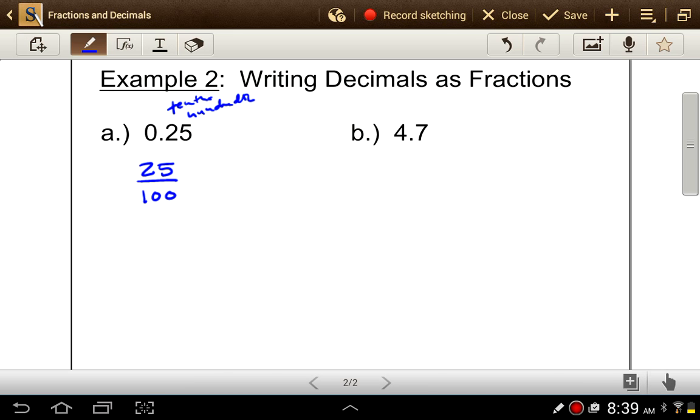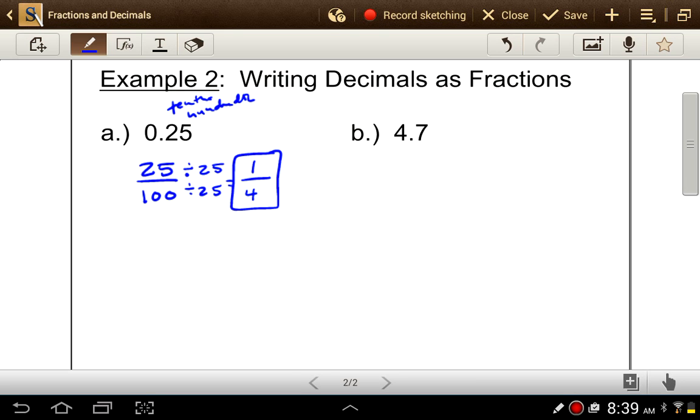25 hundredths. Okay, now I look at that and I'm going to try to simplify. And I can see that 25 goes into both of these. I know 25 goes into 100. It's like quarters. 4 quarters go into there. So 25 divided by 25 is 1, and 100 divided by 25 is 4. So that's simplifying my fraction in the lowest terms. So I get 1/4. Okay, so if you only have one number, it's going to be tenths and hundredths and thousandths and so on. So my final answer is 1/4.